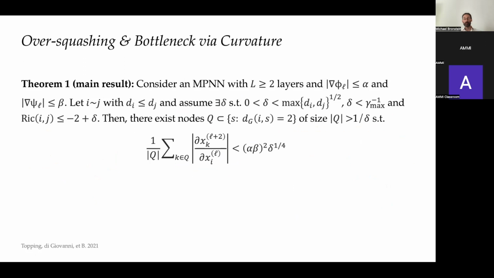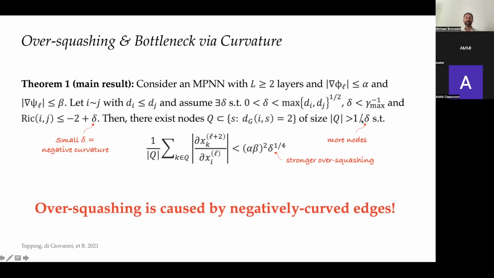Now, the main result of the paper is the relation between this curvature and the Jacobian, in the form that tells you that if you have negatively curved edges in the graph, then you can bound the Jacobian. So it will be sufficiently small. It means that there is insensitivity to the input, it means that there is an oversquashing phenomenon that is caused by the negatively curved edges.